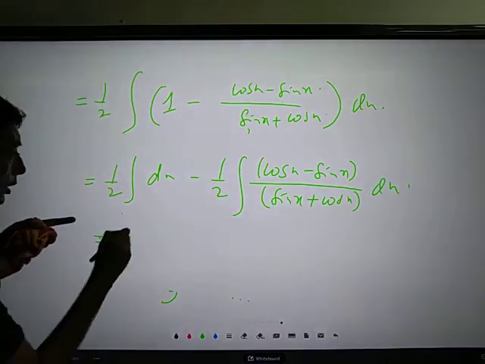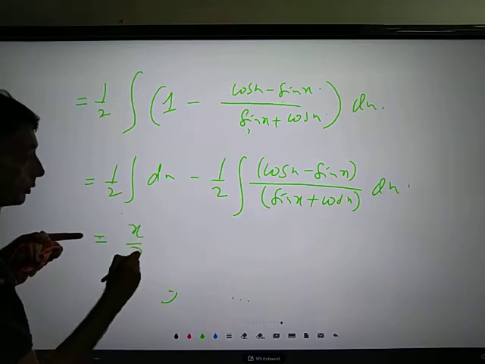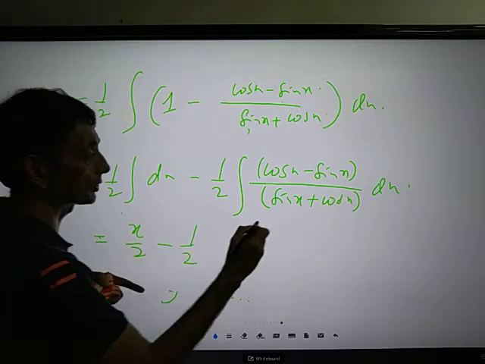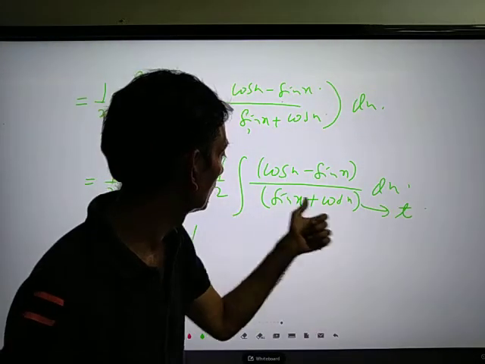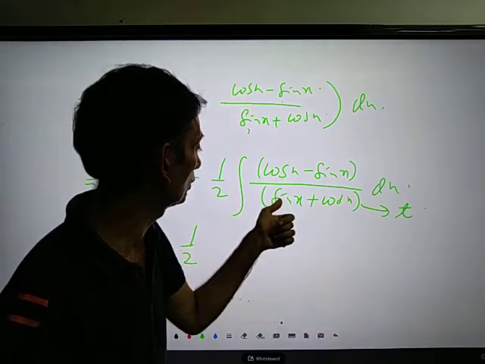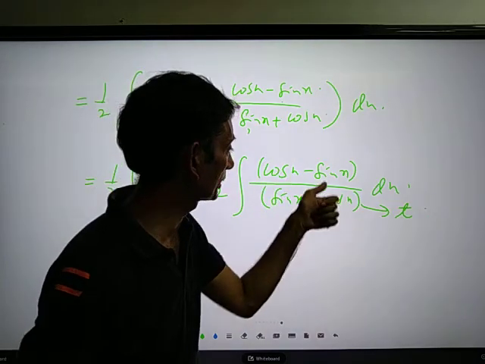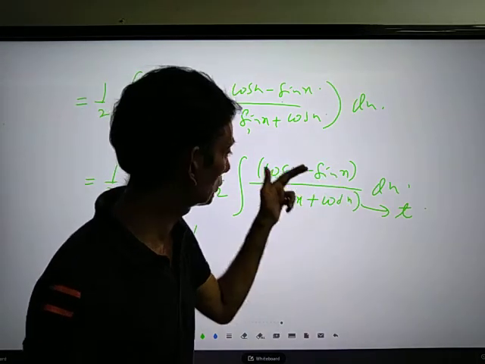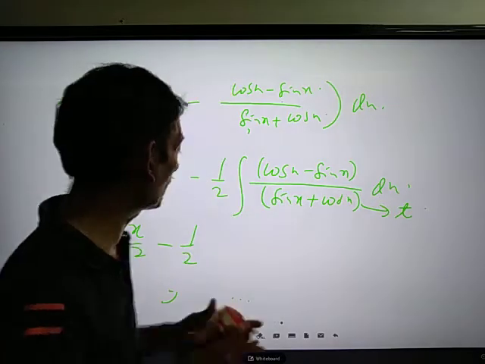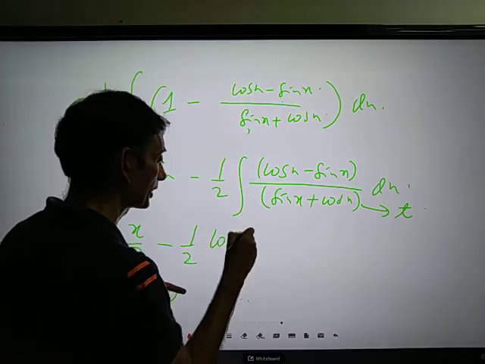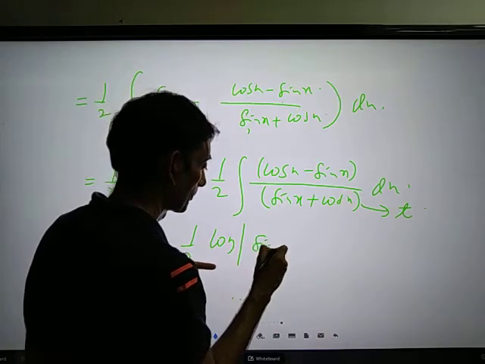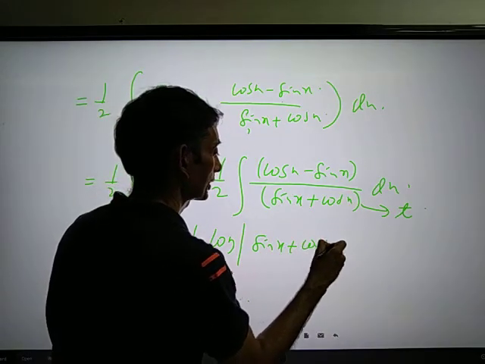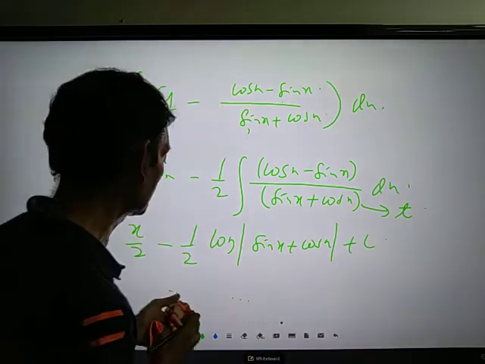Okay, so the integration of dx is x, so it's x by 2 minus half. If you substitute sin x plus cos x equal to t, the differentiation will be cos x minus sin x, since the differentiation of sin x is cos x and of cos x is minus sin x. So it will be in dt by t form, and the integral of dt by t is log t. Like this, we have done many questions today. So log of t, where t means sin x plus cos x, plus c.